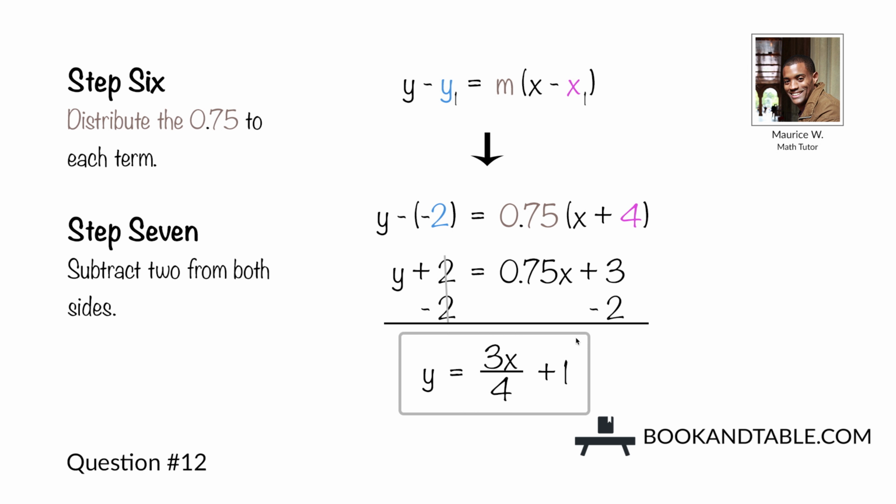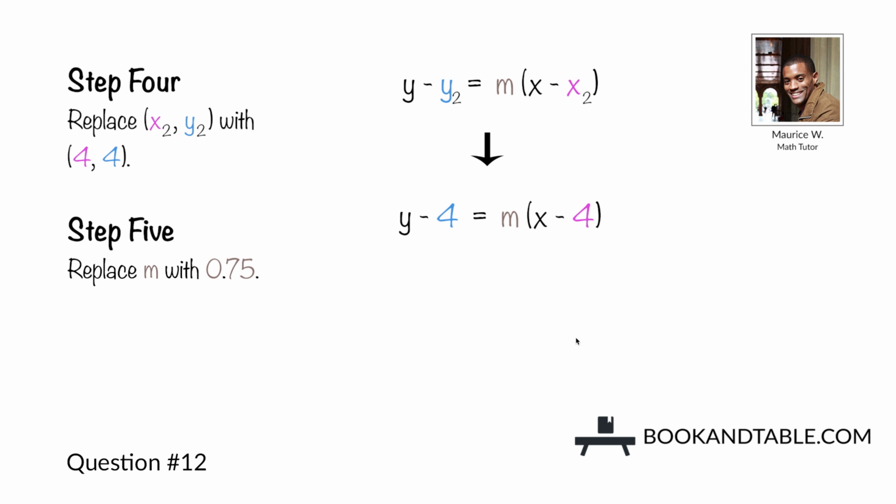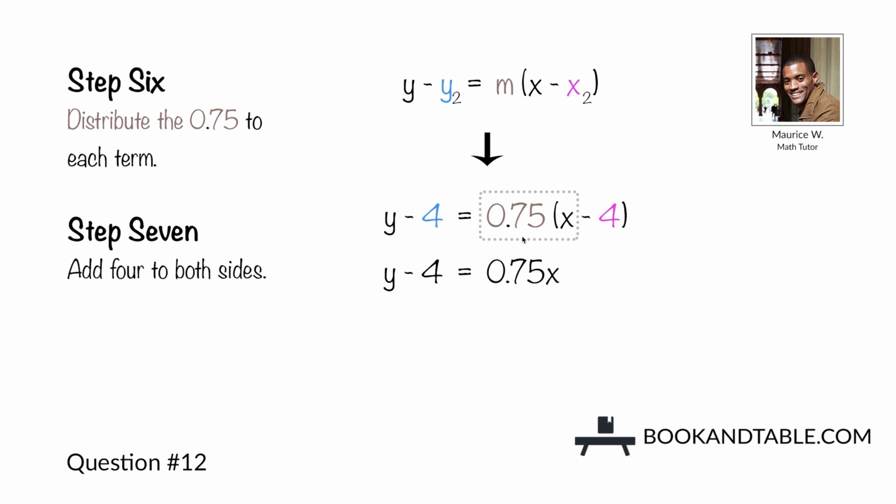So this is the equation of the line if we use the first point. You could have also used the second point, 4, 4, with the point slope form, and we'll still get y is equal to 3x over 4 plus 1. So we replace x2 with 4, and we replace y2 with 4, and we replace m with 0.75. And now step 6, distribute 0.75 to each term in here.